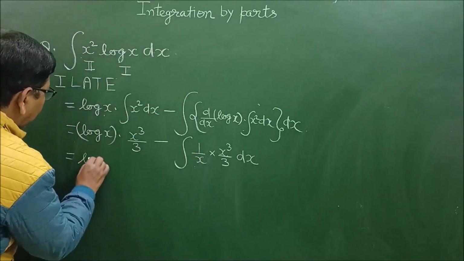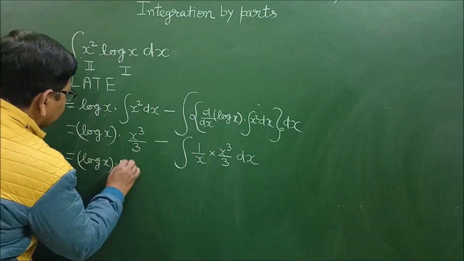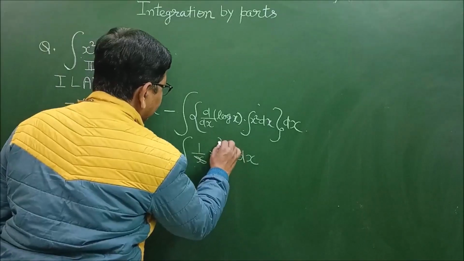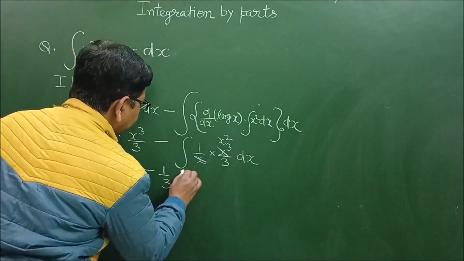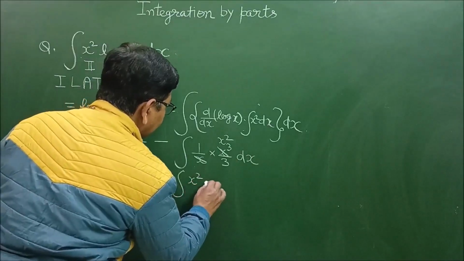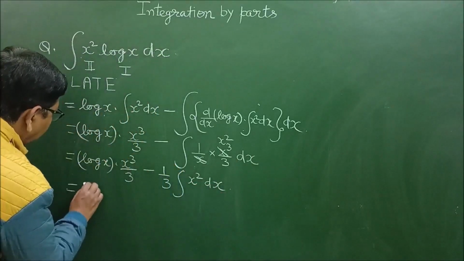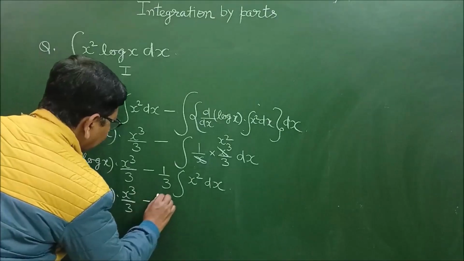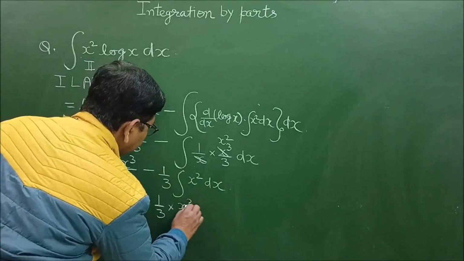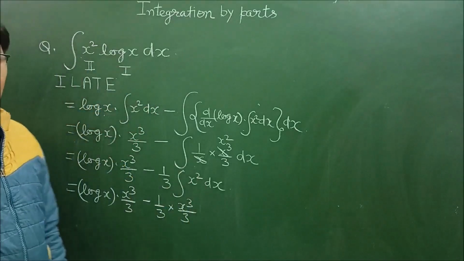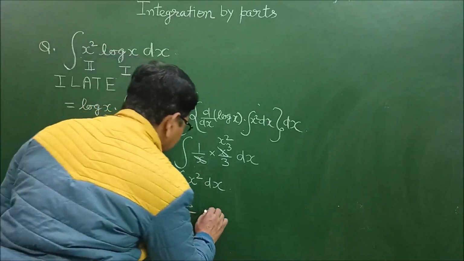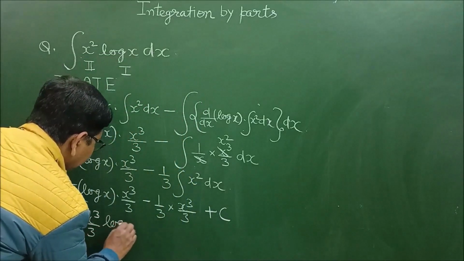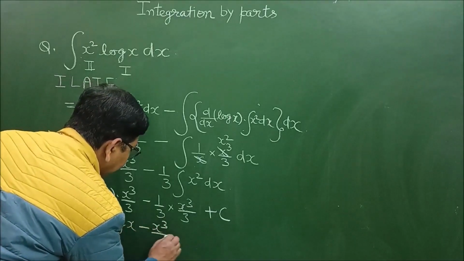So this is equal to log x into x cube upon 3 minus, x cancelled, so 1 upon 3 integral of x square dx. So this is equal to log x into x cube upon 3 minus 1 upon 3 into x cube upon 3, integral of x square, using the formula of x raised to the power n, plus c. So the final answer is x cube upon 3 log x minus x cube upon 9 plus c.